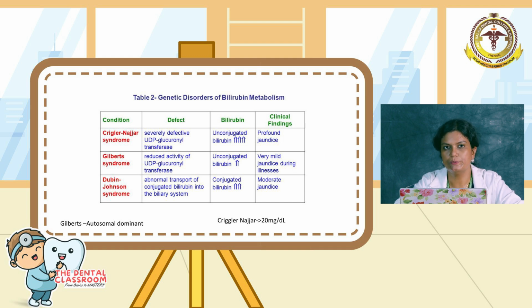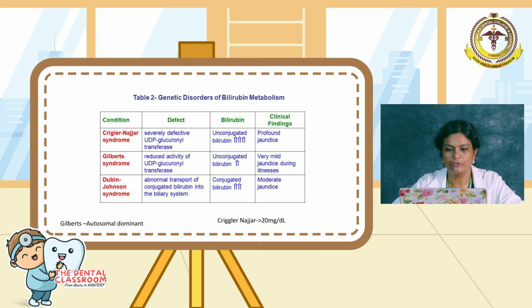The third one is Dubin-Johnson syndrome. Here, there is abnormal transport of conjugated bilirubin into the biliary system because of a defect in the transport protein. So, there is no problem with conjugation. Here you have conjugated bilirubin. The conjugated bilirubin will be more in plasma because it is not getting into the biliary system for excretion. So, in the clinical findings, the patient will have moderate jaundice.